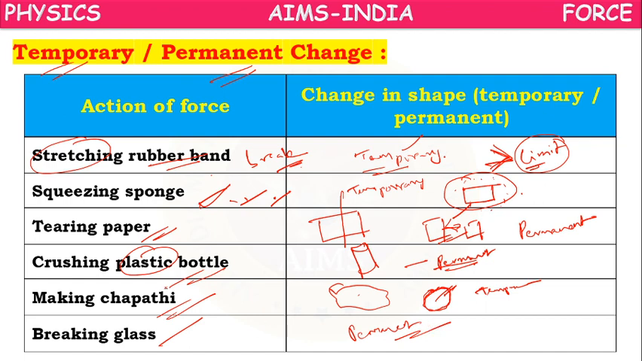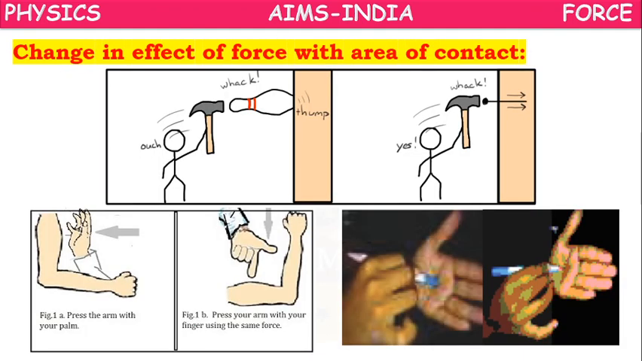Actually, making chapati also, by itself, it cannot come back to its original position. So in that way, if you think, it is permanent. But if you apply force, we can make it come back to its original position. So some changes may be permanent, some changes may be temporary. So next.